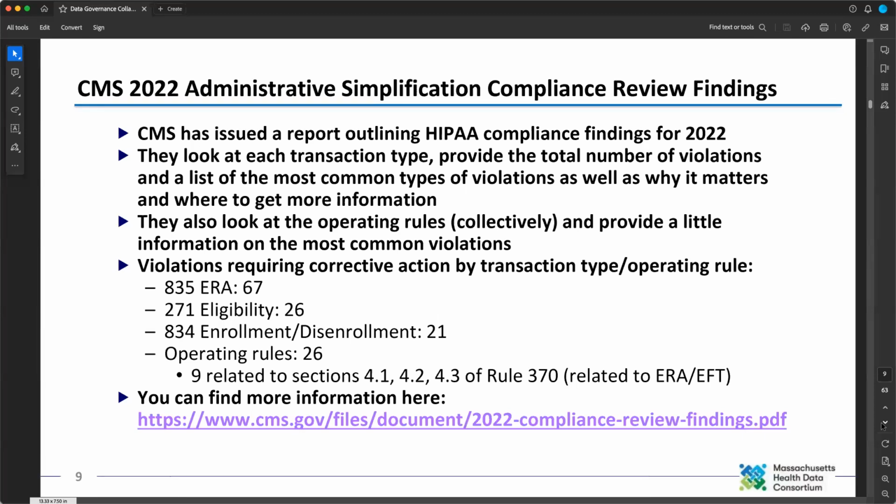But it's sort of an interesting take. And like I said, it's sort of nice to see that the numbers were fairly low. Any questions or comments there? All right, let's move on.